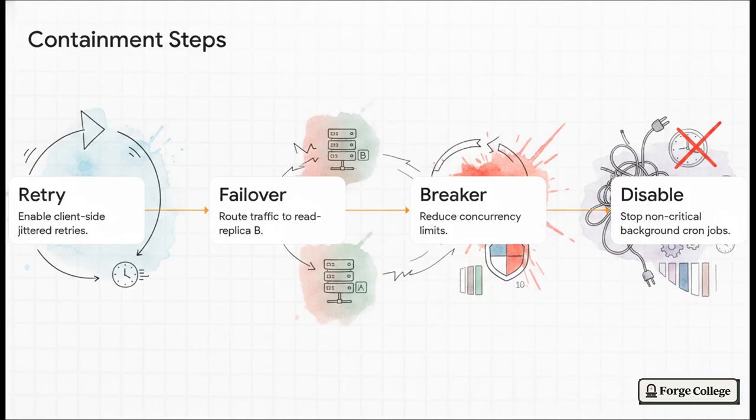And if the house is literally still on fire, step 4. Disable your non-critical background cron jobs that are just hoarding all your RPC connections. It's methodical, it's safe, and most importantly, it stops the operator from randomly guessing.